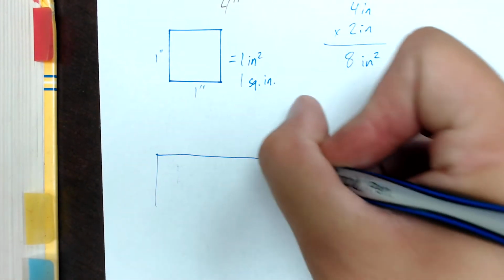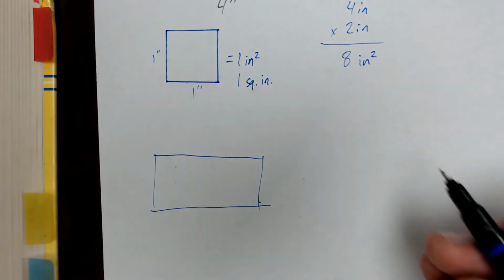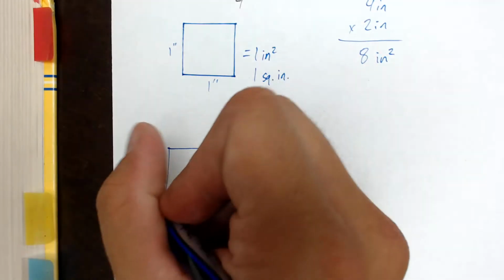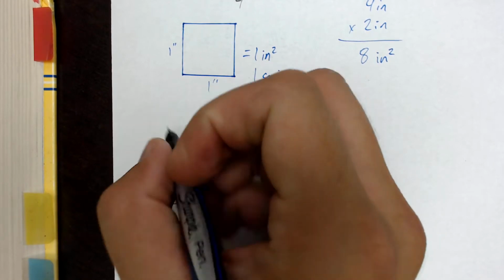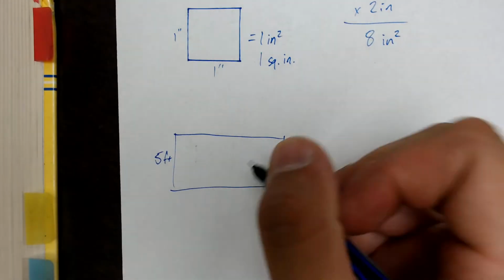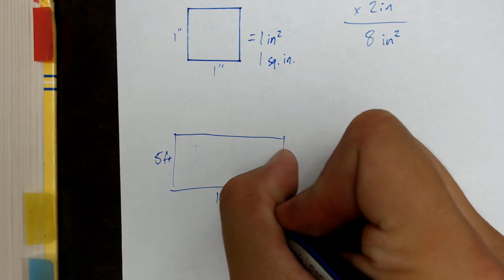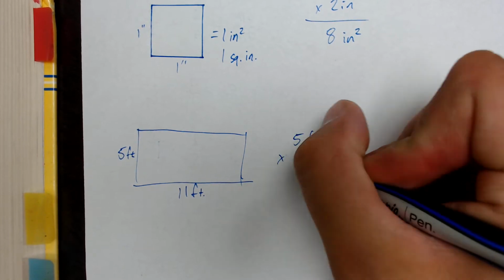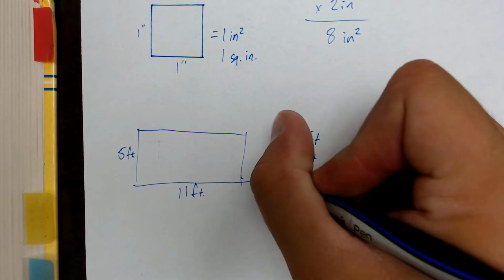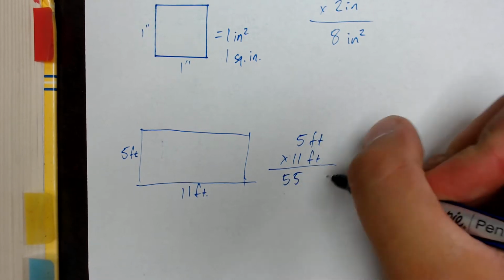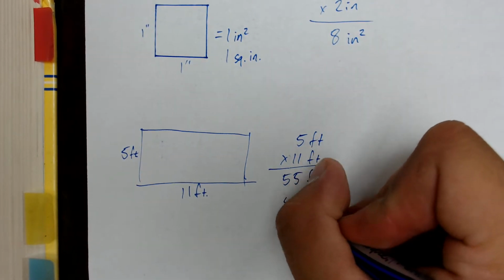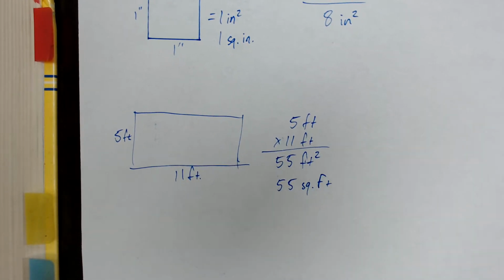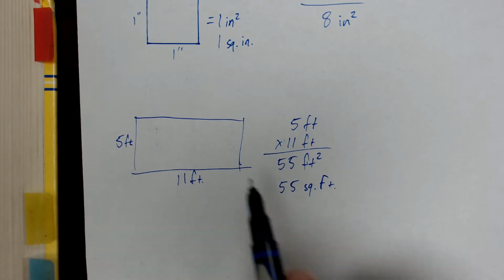Let's say I have a rectangle here. And, oh wow, man, that doesn't look nearly as good as that one. Okay, we'll make do. So let's say that this side is 5 feet, not to scale, and we'll say that this side is 11 feet. To find the area of this rectangle, I would take 5 feet times 11 feet, and that would give me 55 feet squared, or I could write 55 square feet. All right, and that's all it is for finding area of rectangles.